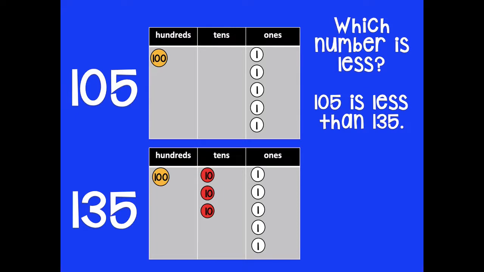We can tell that again by looking at our place value chart. When we're comparing, we're always looking at the largest place value first, which for these numbers is in the hundreds place. They both have 100, so that means I need to go to the tens place next. And I have 0 tens in 105 and 3 tens in 135. So that tells me right away that 105 is less than 135. We can compare these numbers again using our symbols. So we would read this as 105 is less than 135.